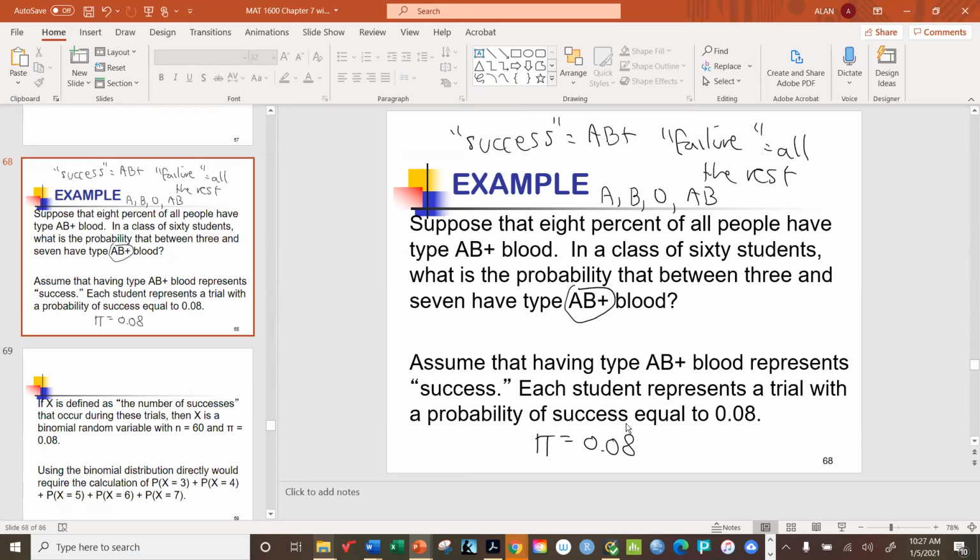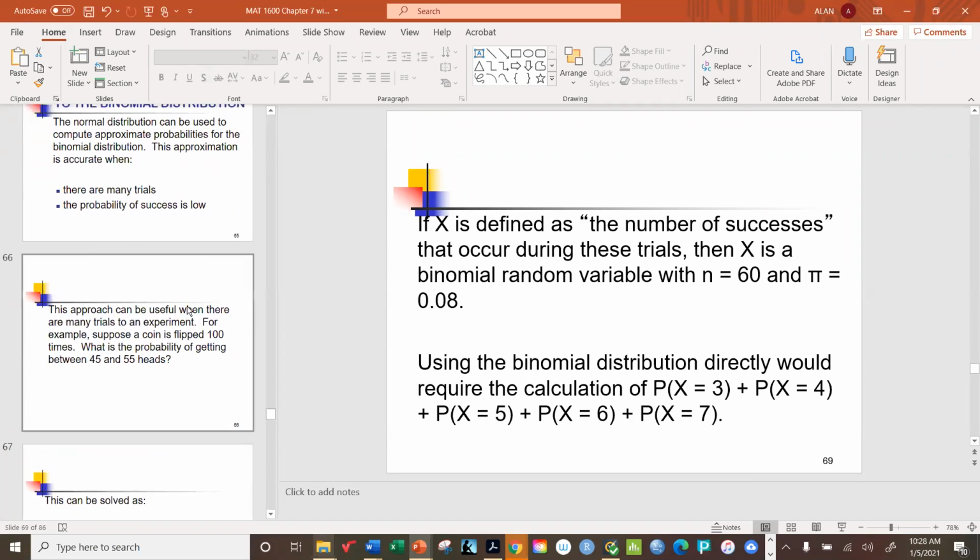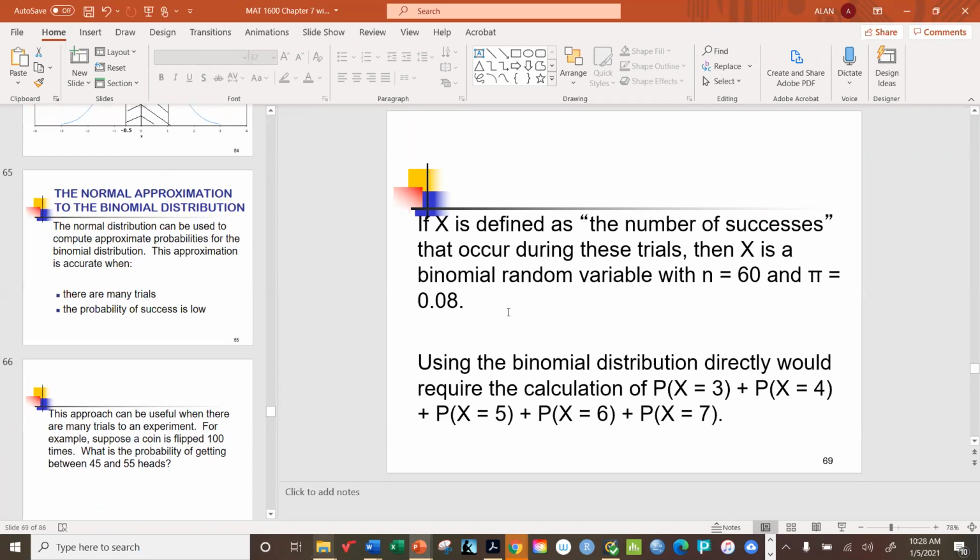We also have 60 students. Each one is a trial, in effect. Each person is either AB positive or they are not. So therefore, we can think of this as a binomial experiment, and we can calculate any probabilities that we need using the binomial distribution. Well, what's the problem? Well, we need to do all these different calculations. We're looking for the probability that the number is between 3 and 7. So you might say, well, I can do that, but guess what? That's a lot of calculations. Why don't I instead use this technique? Why don't I use the normal distribution instead of the binomial? It'll save me some time.